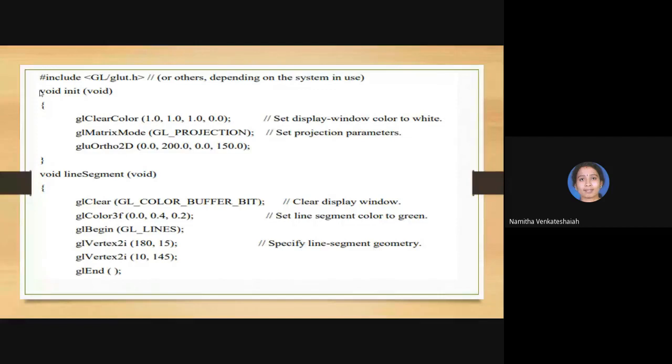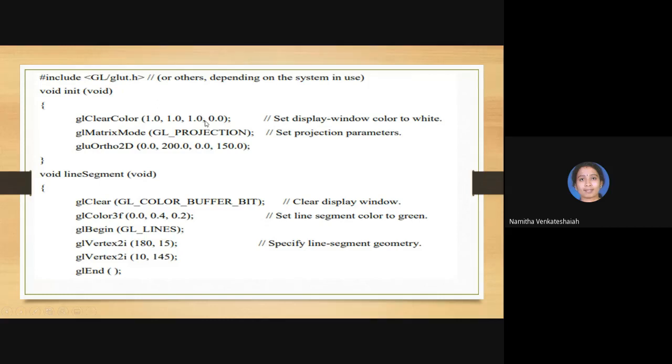So in line segment, importantly, we are drawing the line. GL begin, GL end. This is where the drawing should happen. GL lines, and you are giving 2 points, 180, 15 and 10, 145. So the line can be drawn, and along with that, I am setting the color of the line that I am deciding, before which I am clearing the display window.